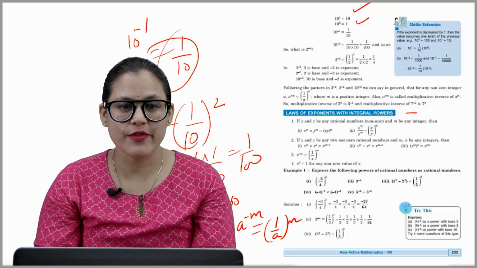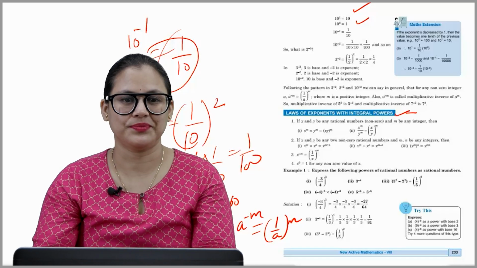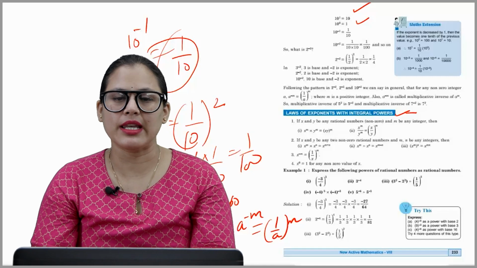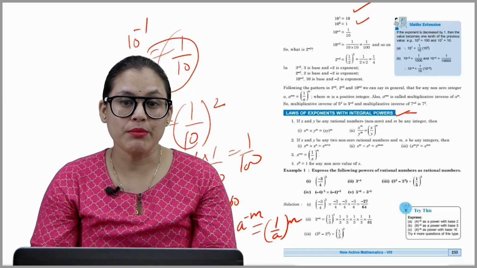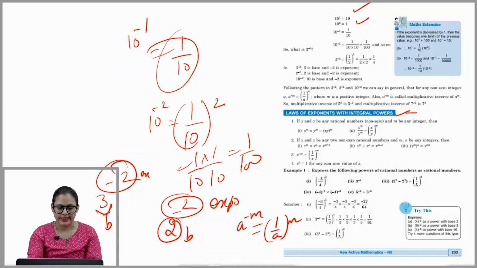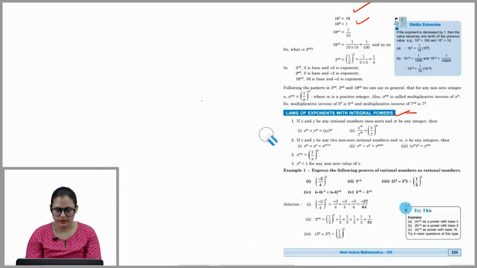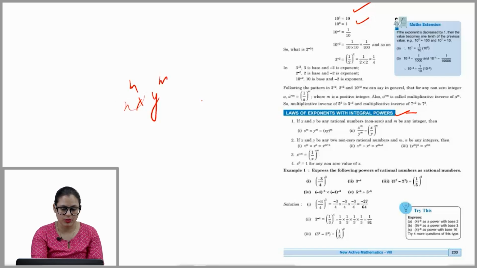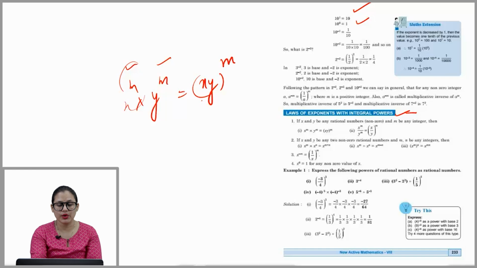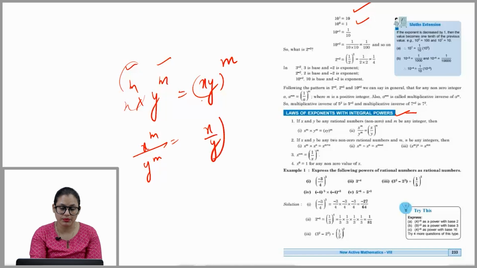Right? Now, laws of exponents with integral powers. 1. If x and y are any non-zero rational numbers, and m is any integer, then, okay, let's have a look. x raised to the power m into y raised to the power m. Okay, so what you see here, exponents are the same but bases are different. So we will multiply the bases and the exponent will remain the same. Okay, x raised to the power m into y raised to the power m is what? xy raised to the power m.